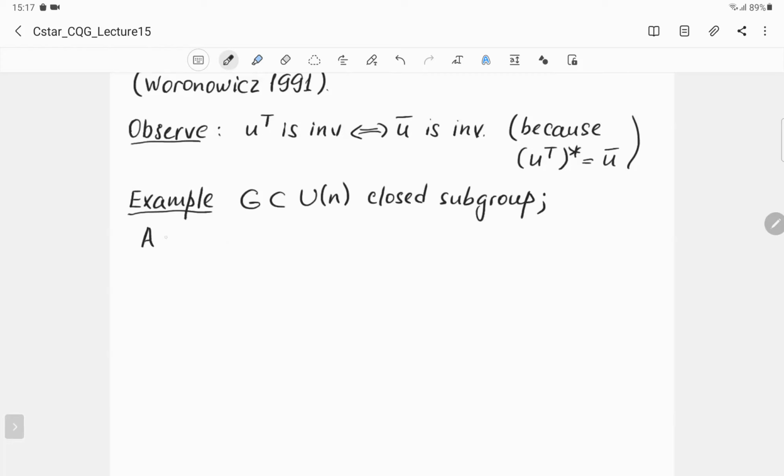And let A be the algebra of continuous functions on G. So we define a matrix U as follows. Uij is just the coordinate function. Uij takes each matrix g to the respective matrix entry, gij.